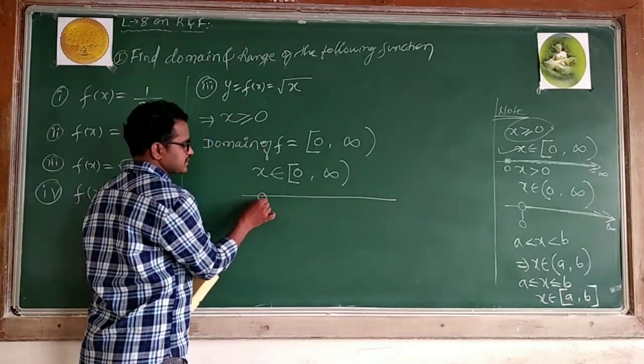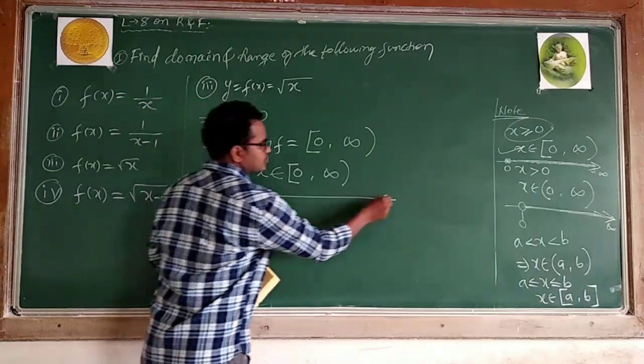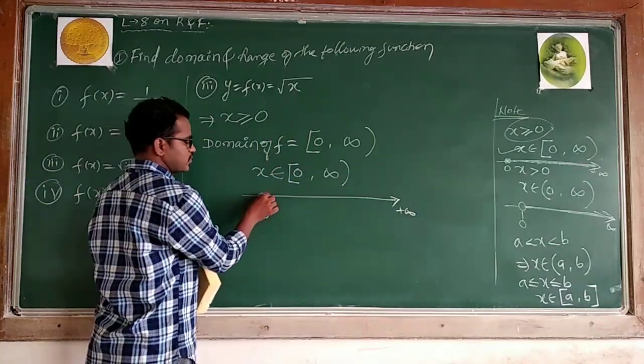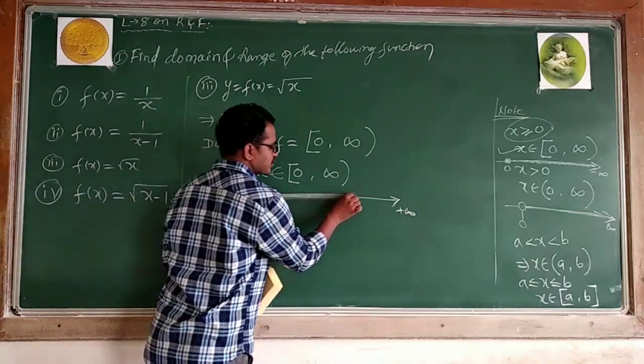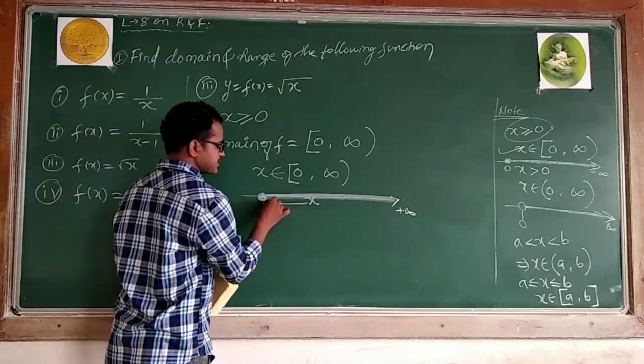In between, any number is allowed. According to the number line, 0 is also included, from 0 up to infinity. It may be any value, this shaded region. This is the value of x. You can say the x value is this.